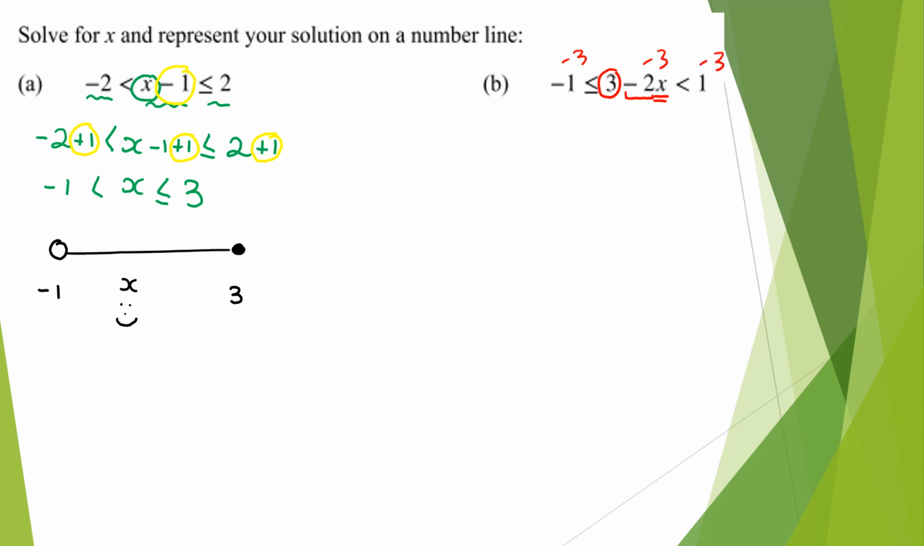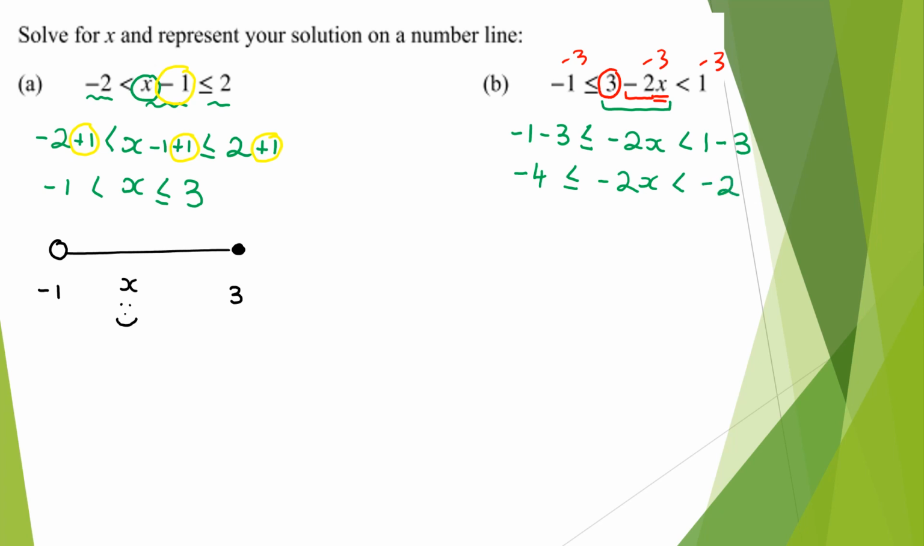Right, so we will write it as follows. Minus 1 minus 3. Of course, we get rid of it in the middle, so we are just left with minus 2x less than 1 minus 3. We simplify to minus 4, which is less than or equal to minus 2x, which is less than minus 2.